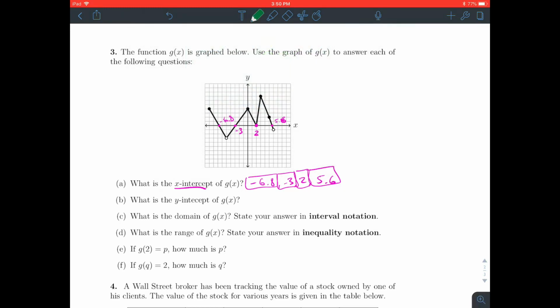For the y-intercept, that's where a function hits the y-axis, and luckily, this time I don't have a mistake, it's only one place where it hits the y-axis. So the y-intercept must be 4.